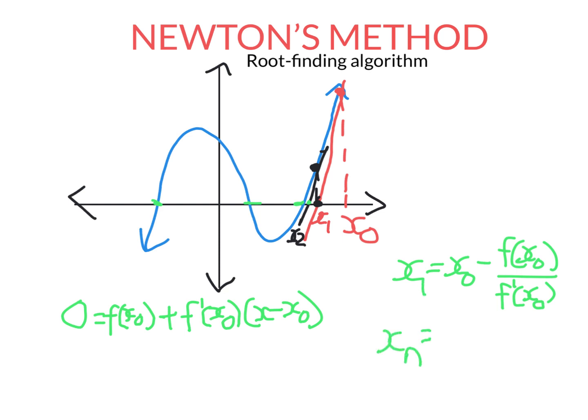So we can just make a more general formula. If you want to find the guess at the nth step, you just take your previous guess and you subtract the quotient of the function evaluated at that point and its derivative at that point. So again, this is an iterative method. We make successive guesses until we reach a desired level of tolerance. So let's look at an example.